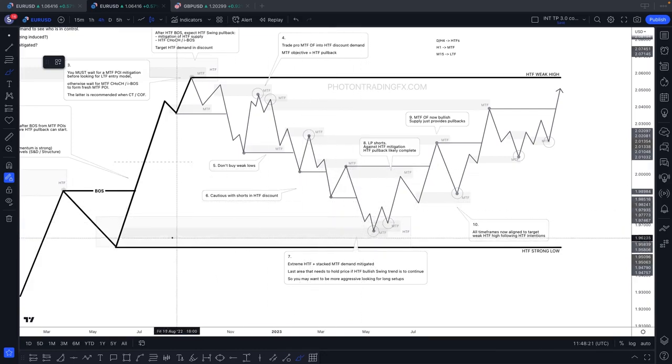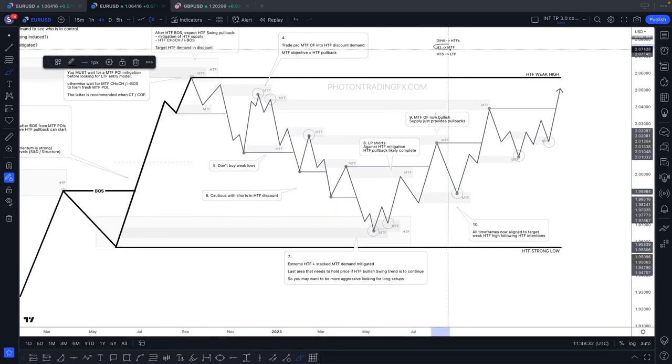Once price mitigates again H1 demand, and by the way, we can have H1 inside H4, so that increases the probability if you have an H1 inside an H4 POI, but it's not needed, okay? It's the same as M15. M15 inside H4 increases the probability, but for example, when we are playing this kind of order flow, H4 is not enough. There's not enough H4 price action to develop to assume that M15 is inside that H4 POI.